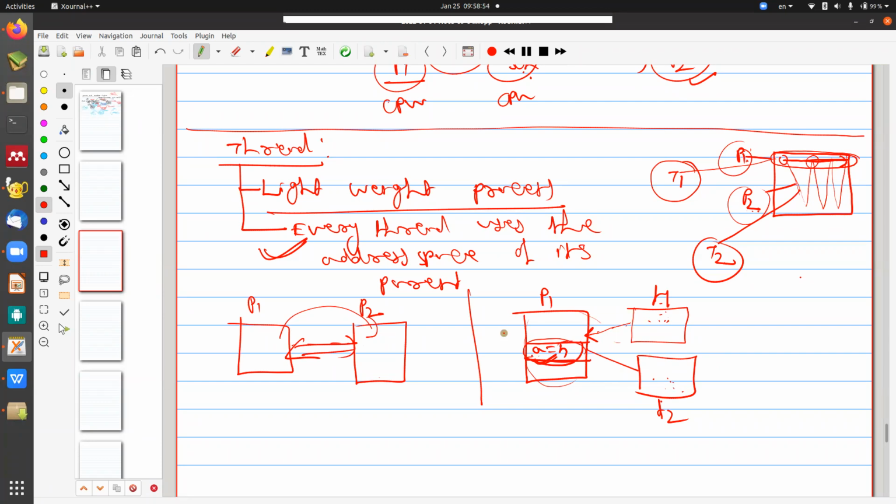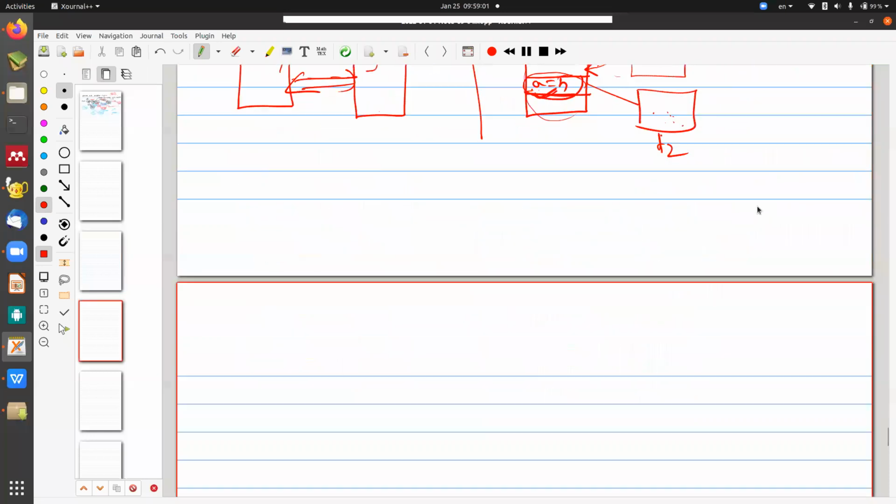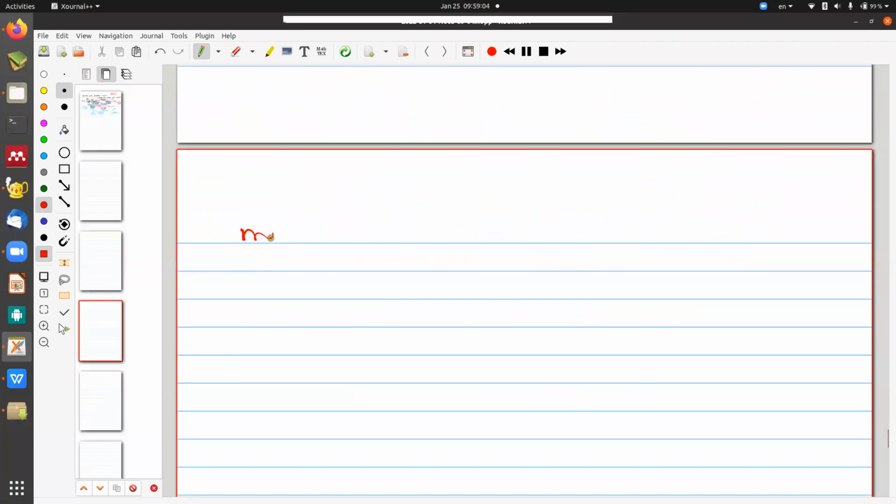So let's check how you can create a thread and how it is different from a normal programming language. Suppose I have a main, and inside the main, please participate.